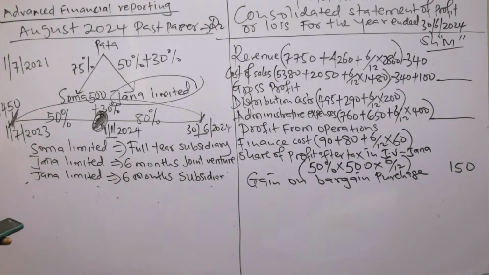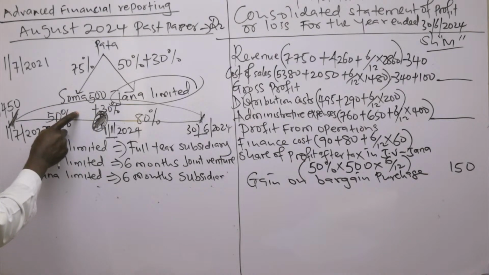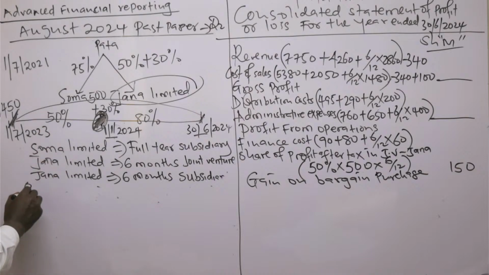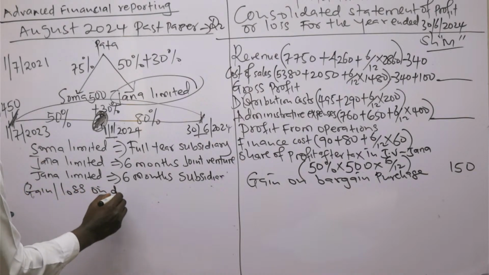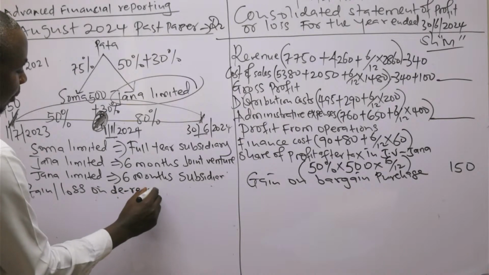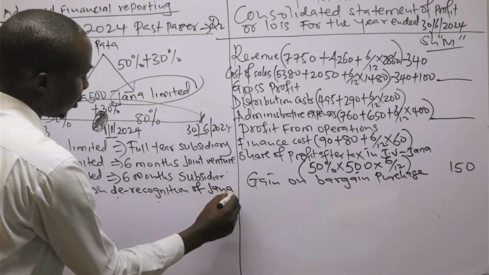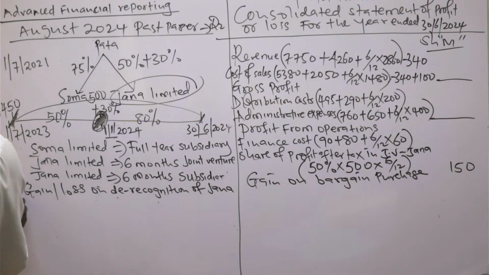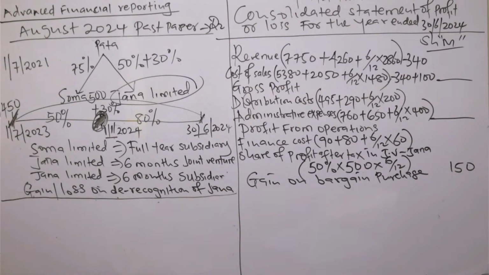Another thing I mentioned is that when the recognition occurs, remember that initially it was 50%, they added 30. So they recognized 50. So we need to determine the gain or loss on the recognition of Jana. So the gain or loss on the recognition.